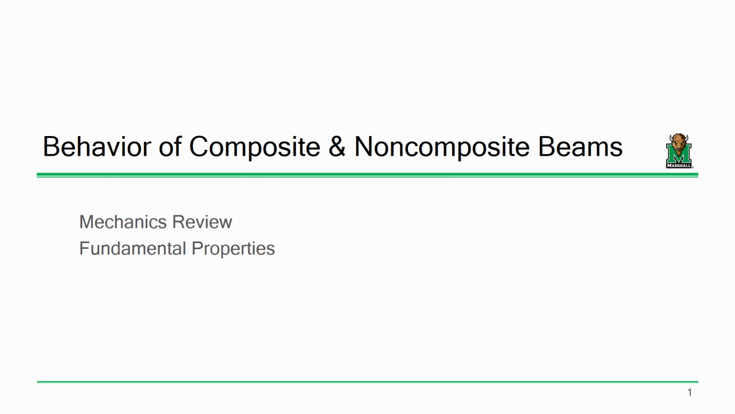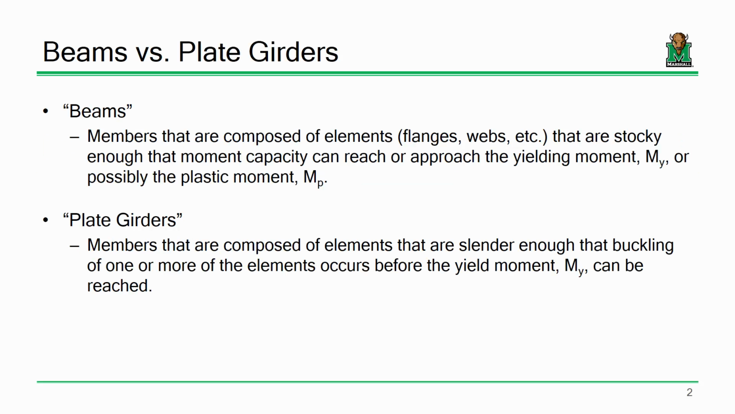Okay. So one of the things I want to handle right off the bat is the differentiation between a beam and a plate girder. Now, that might not make a whole lot of sense right now because up until now we've probably utilized these terms interchangeably. If I'm looking at a two-span bridge and I'm looking at those flexural elements, I probably refer to them as beams and plate girders, interchangeably.